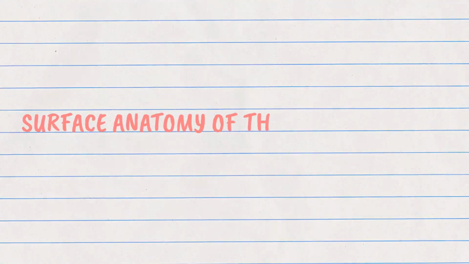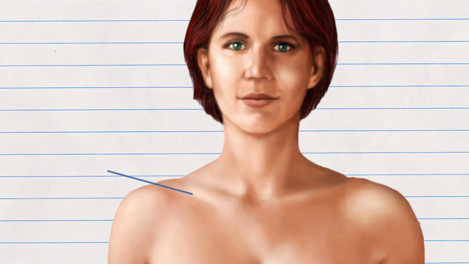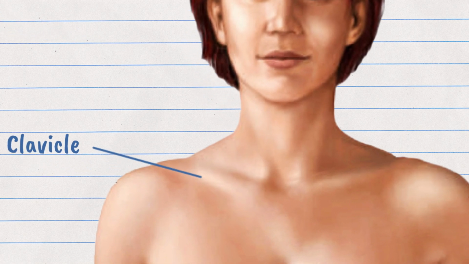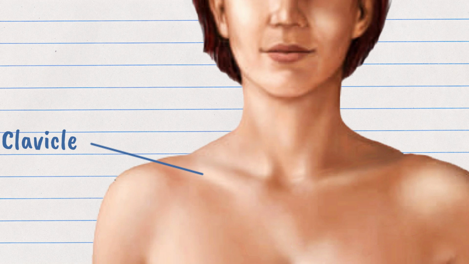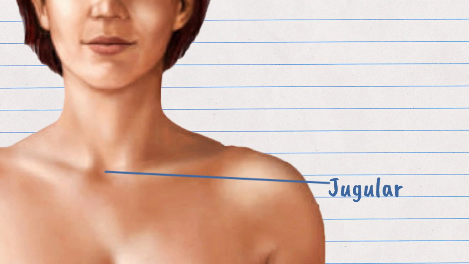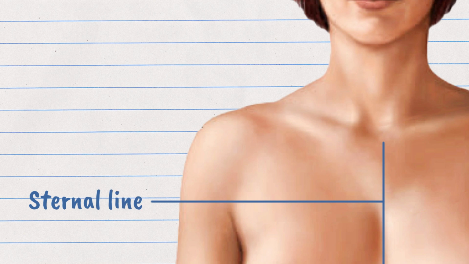Surface anatomy of the female thorax. 1. Anterior view. 1. Clavicle. The collarbone, easily palpable along its full length. 2. Jugular fossa, a small depression at the superior edge of the manubrium sterni. 3. Sternal line, a vertical line defining the midline of the sternum.